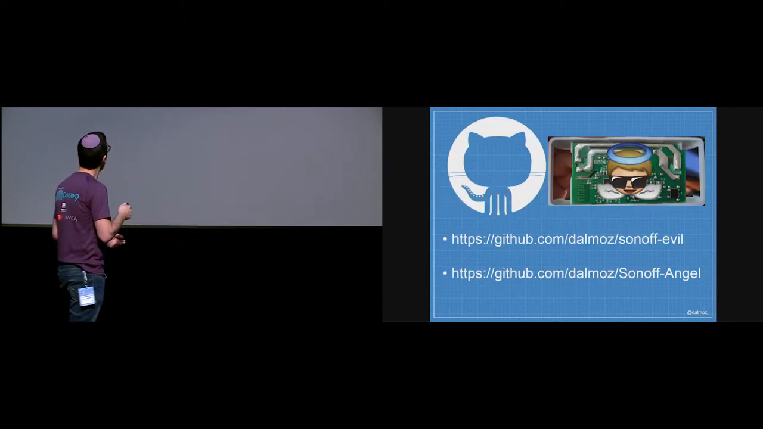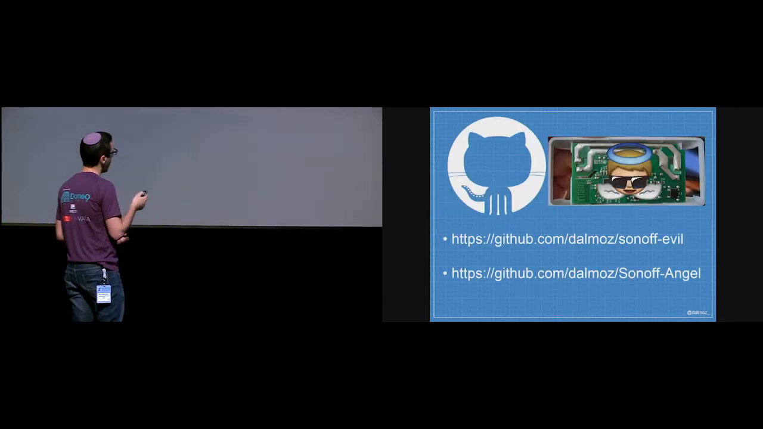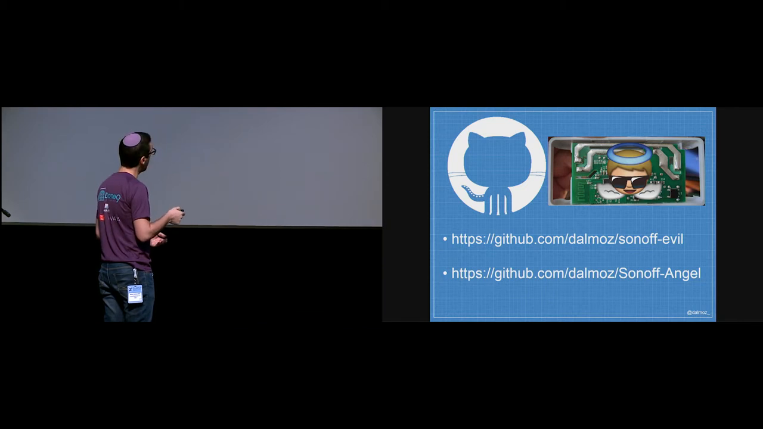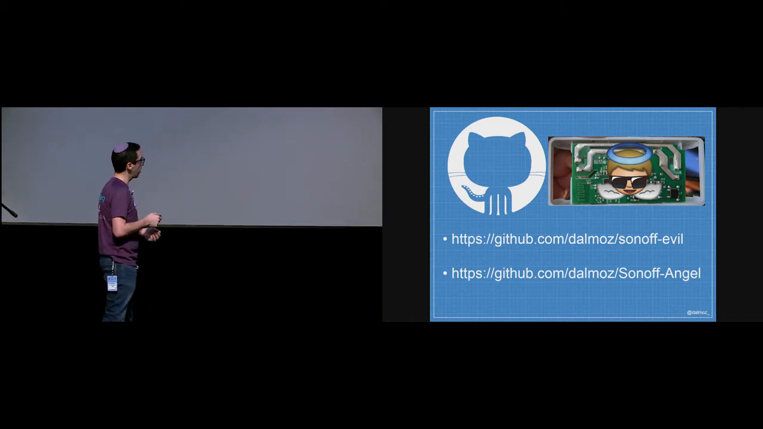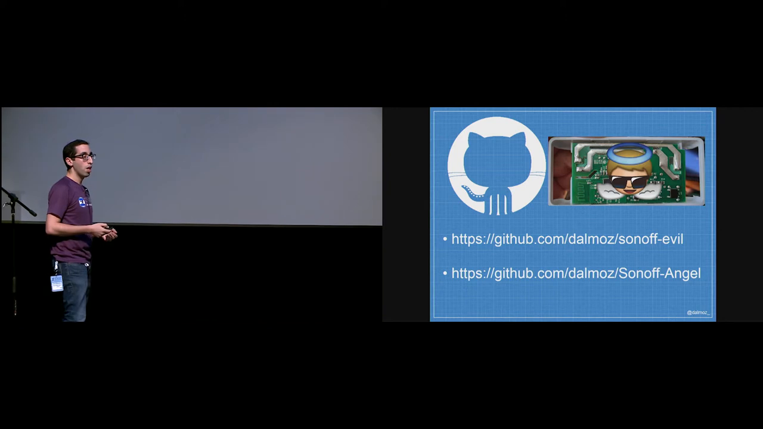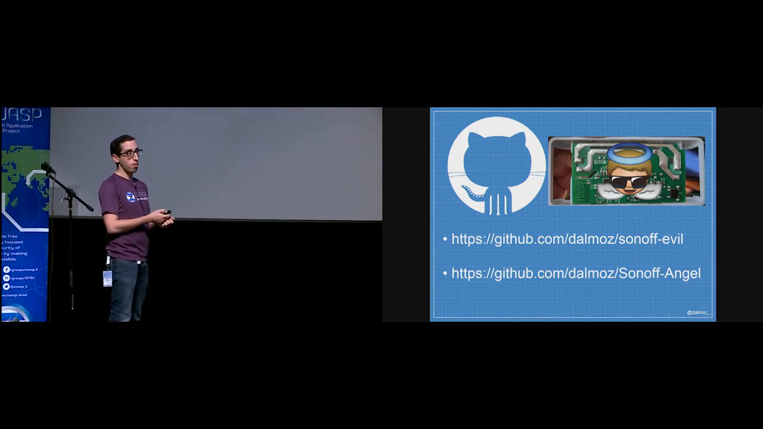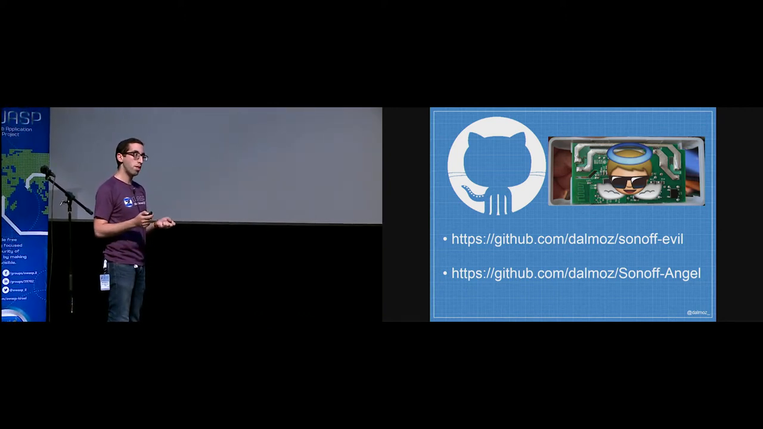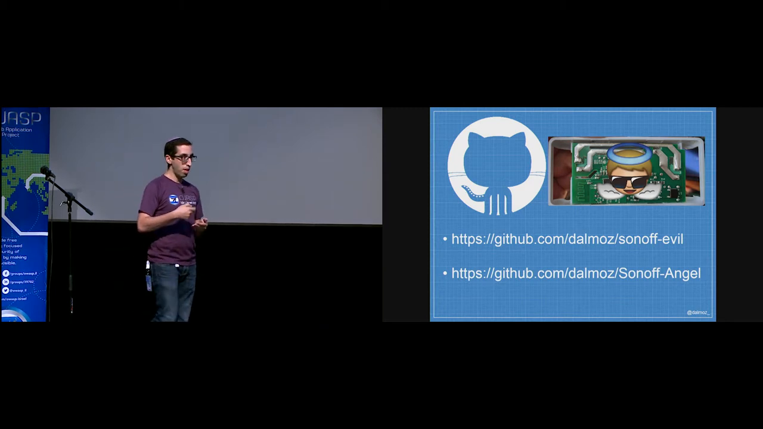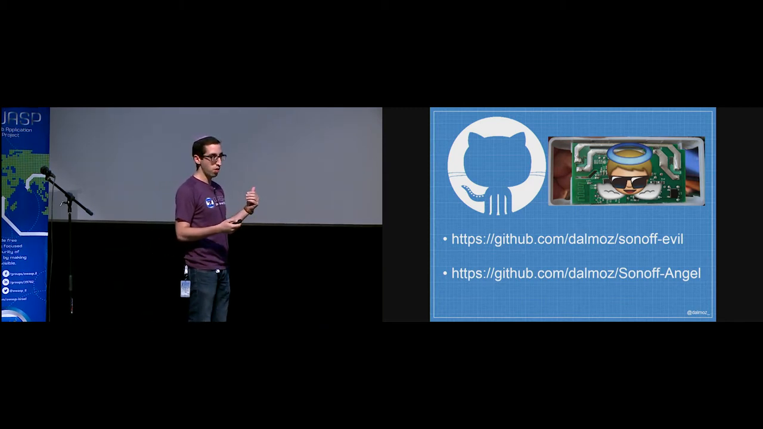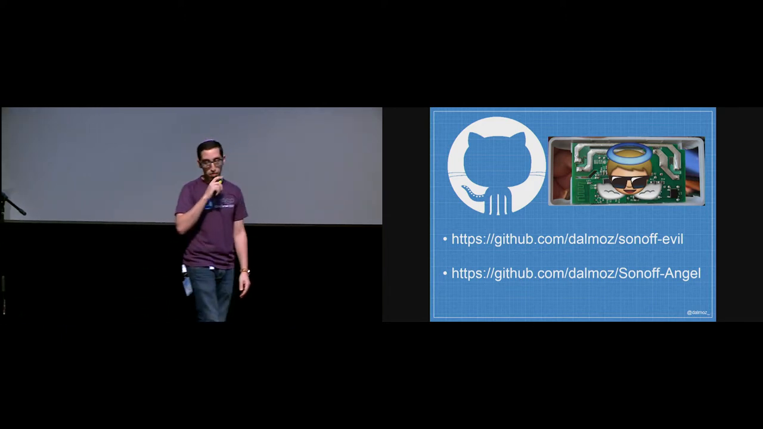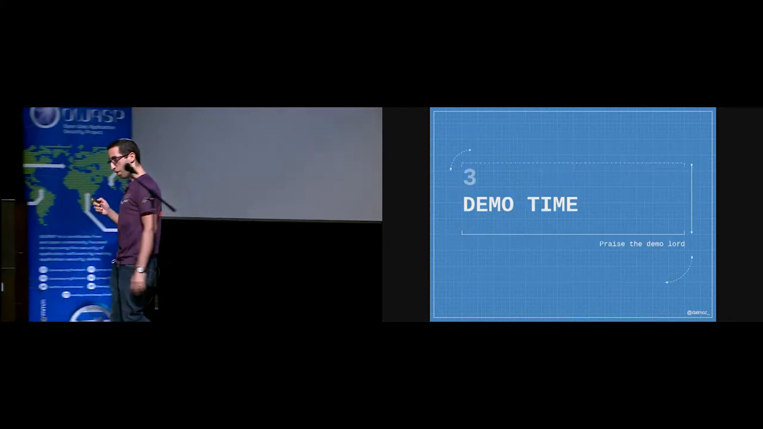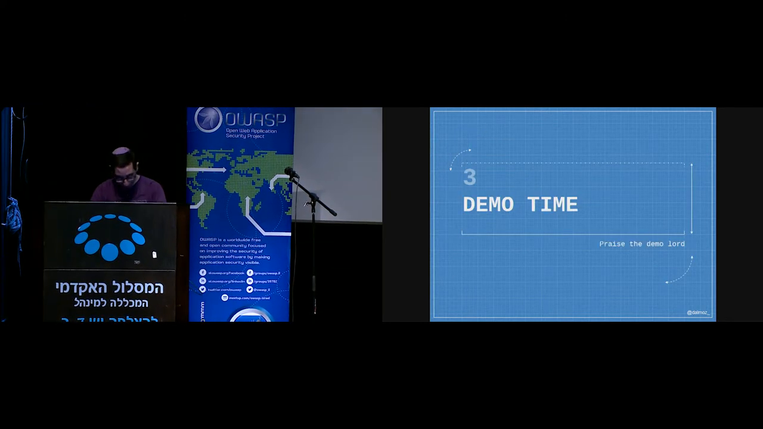Okay. The firmware that I'm going to show now is called Sonoff Evil. It's a play on words, of course, and the Sonoff Angel. The Sonoff Angel is something that I published later. Just if you want to fix your Sonoff, because there is no fix for now, you can just install the Sonoff Angel that makes the MQTT dangerous functions disabled, and you won't be affected by this exploit. Okay. So now I need to pray for a second.